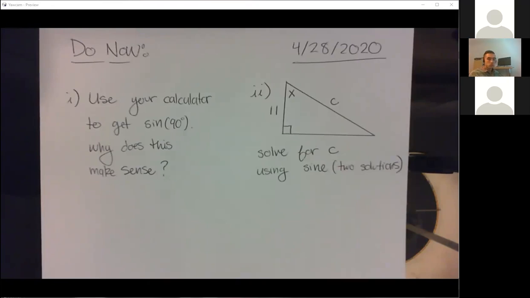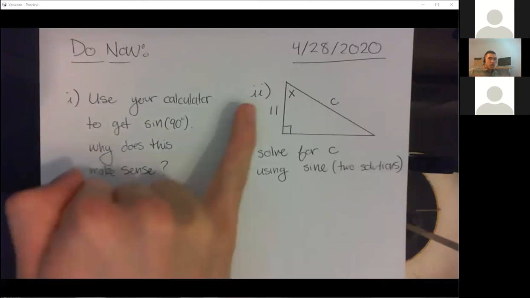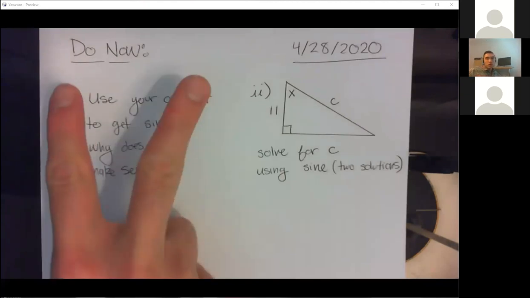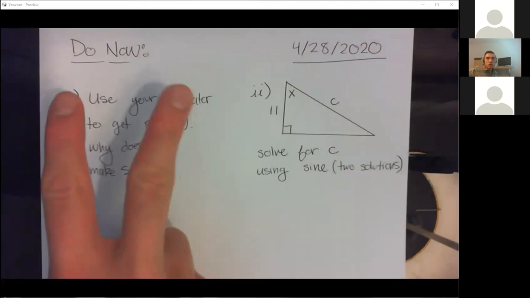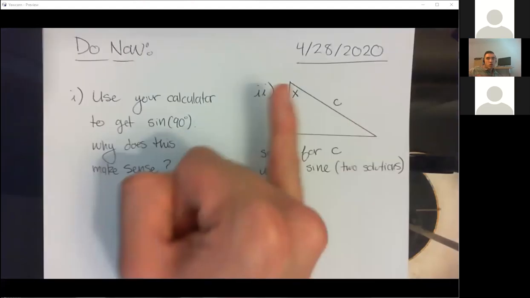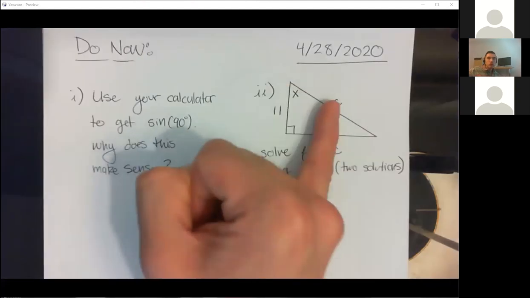Mr. Robinson, for item number 2, do we have enough information to get a numerical value for C? No, your answer is going to be an equation. And the easiest way to check that is, in order to actually do trig, you need 3 values, and I'm only giving you 2. I'm only giving you 11 and 90 degrees. Whenever you're only given 2 numbers, your answer has to be an equation. You would need to know what x is or c is in order to define the other. But you can write an equation for x in terms of c. You can also write an equation for c in terms of x.